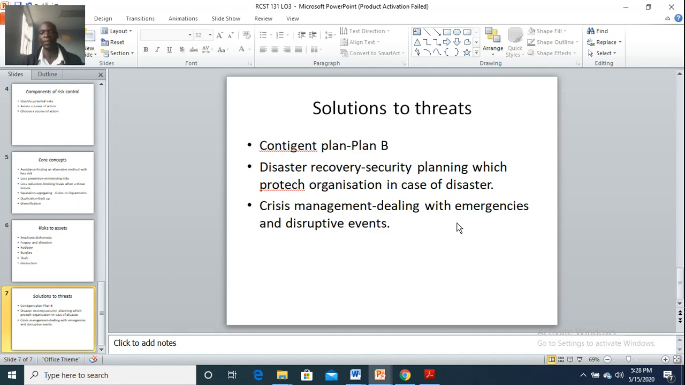So what are the possible solutions to these risks? One, we should have what we call a contingent plan. If this fails, in the event that we don't have electricity but we are having perishable goods, what do we use? The plan B is to have a generator. So having a generator is a contingent plan, or a plan B.